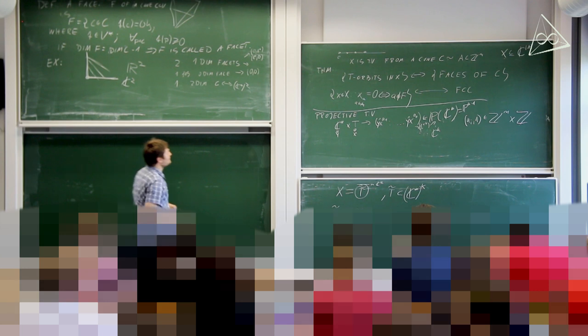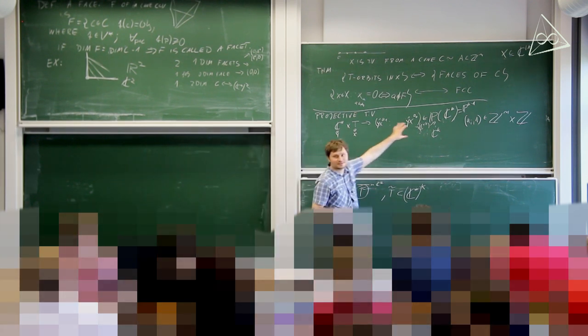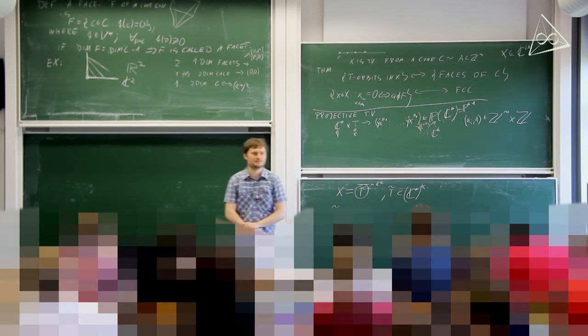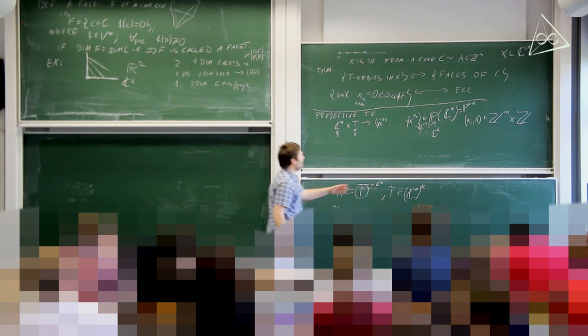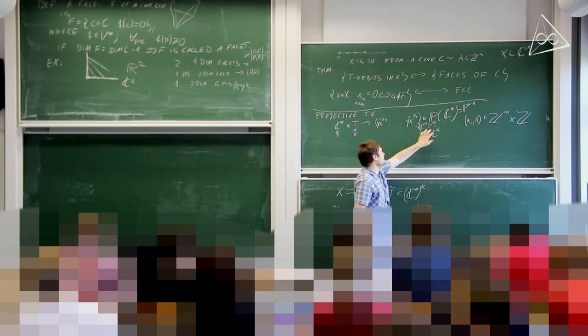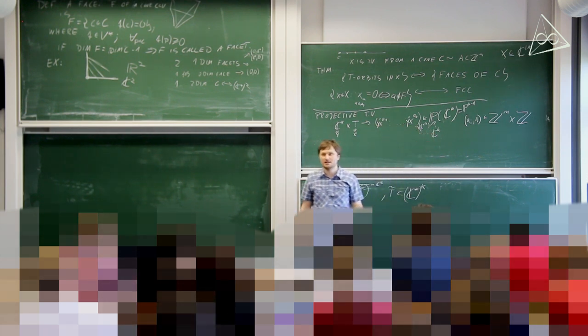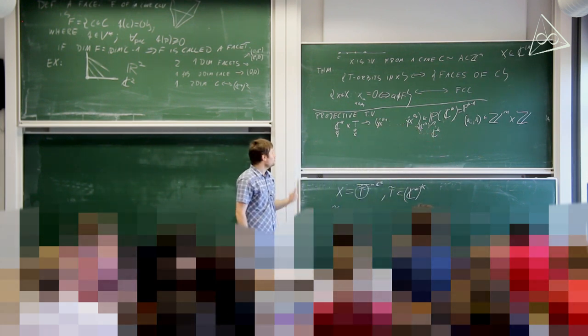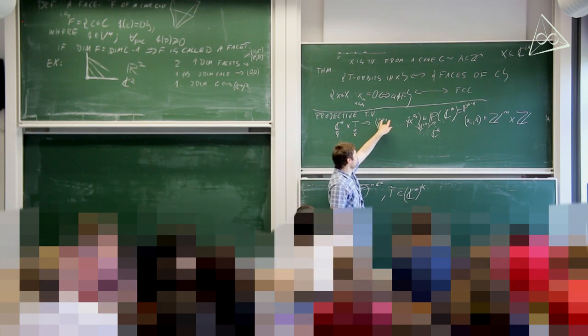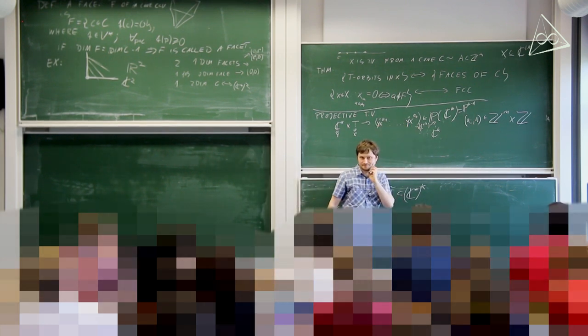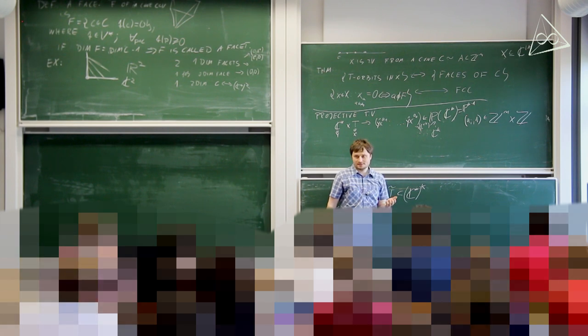OK. So that was a question for you. How do you find equations of a projective toric variety? Well, the equations of a projective toric variety are exactly the same as the equations of the affine cone over that variety. So what do you need to find? You need to find integral relations among these exponents. Yes, this is the theorem I stated an hour ago.